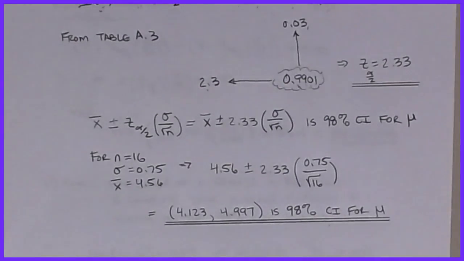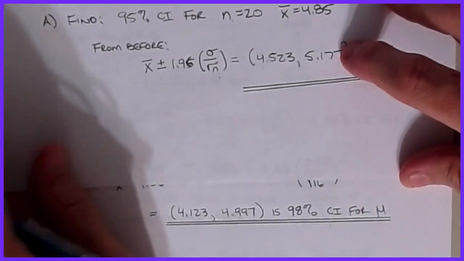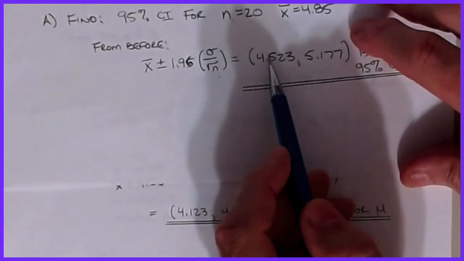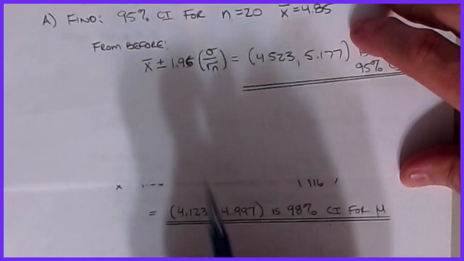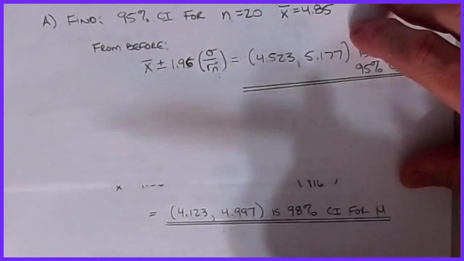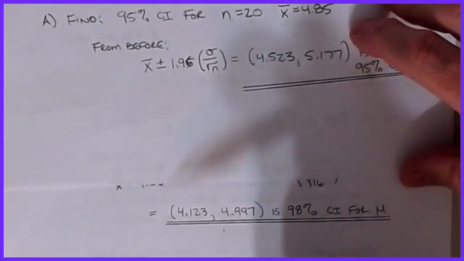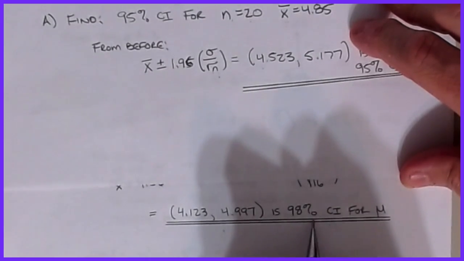So we'll check that real quick. Actually, it's a little bit wider. And that kind of makes sense, because what happened here is I went from n equals 20 to n equals 16, right? So I'm less certain about it, so I have to widen that bracket to make sure that I'm able to catch a higher certainty, or 98%.